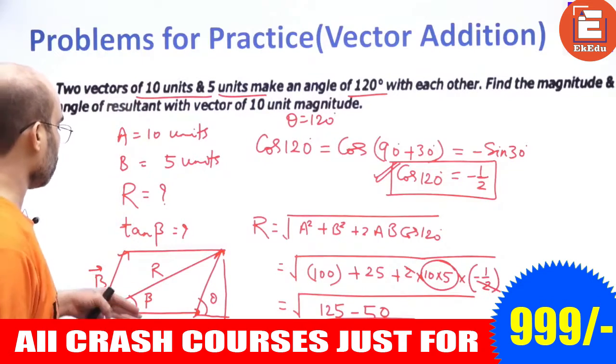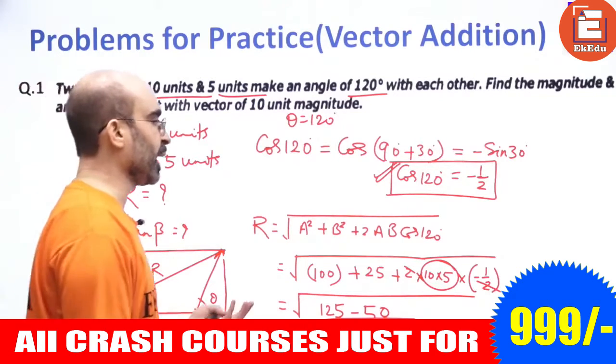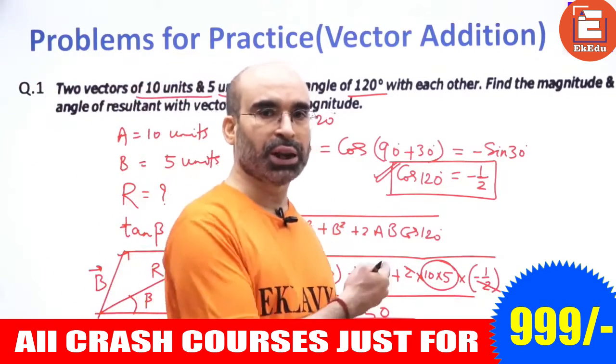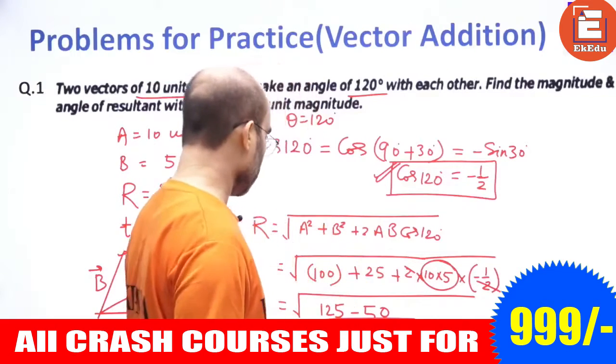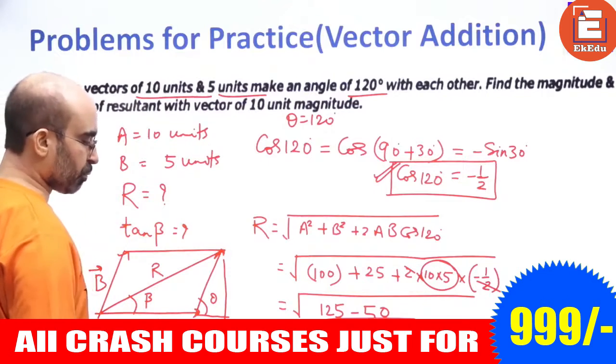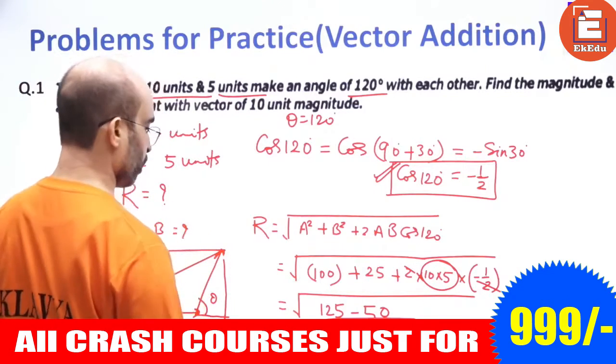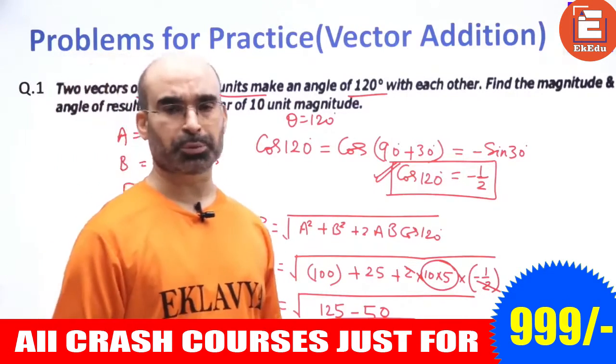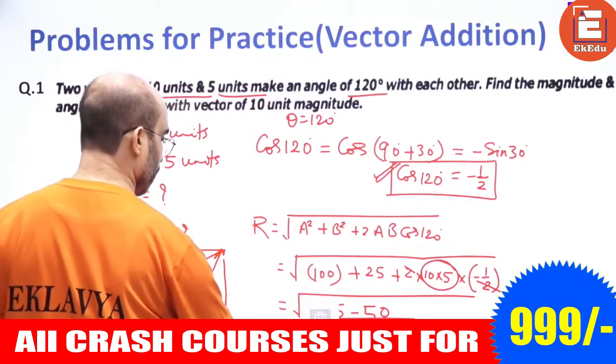Now, you will get this theta equals 120 degrees, so accordingly you will work it out, right? Tan beta you will find out. So this is how it goes. This is very simple, only formula substitution. Let's do the next one.